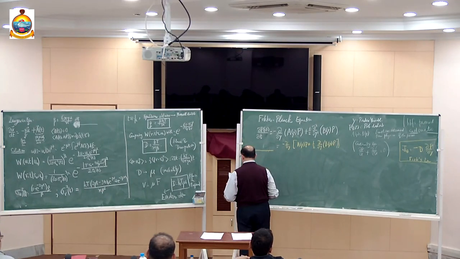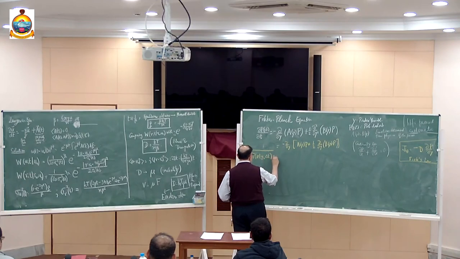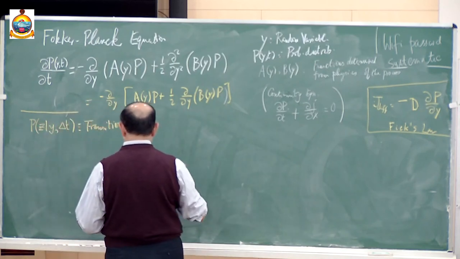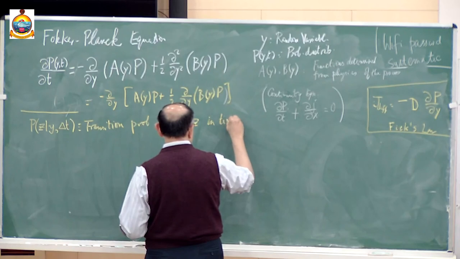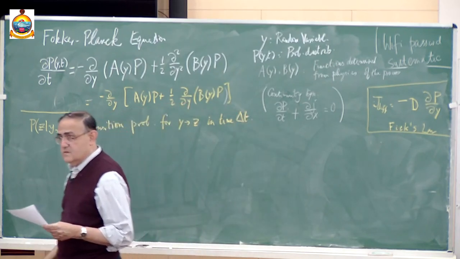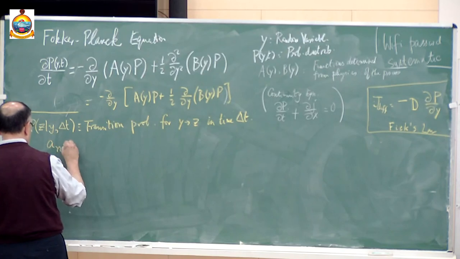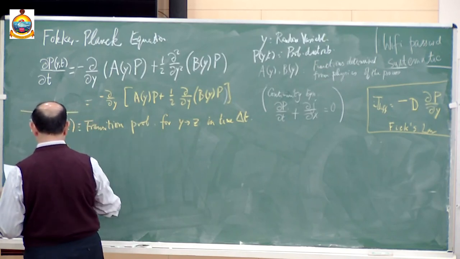All right, so what we do is we consider the following. We consider a transition probability P_zy(delta t) for the transition to move from y to z in time delta t. Is the definition clear? Yeah. Let's define a sequence of moments A_n. Let me do it one by one, A1, and so on.